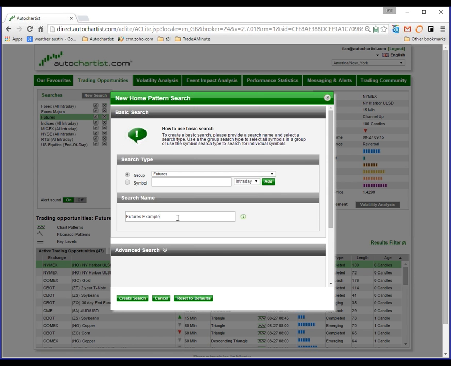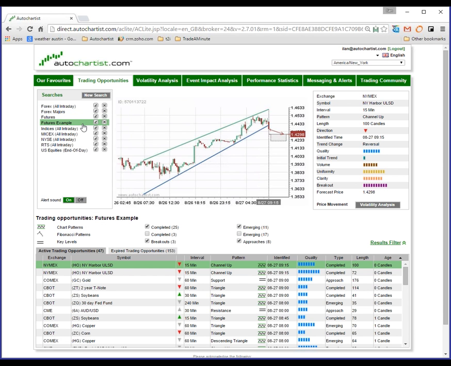I'm just going to call this instrument example so that I don't get confused. And then what I do is I can just click the Create Search button, and you can see that I come up with a section here called Futures Example. And here we go. Here's all my futures trading opportunities right now.